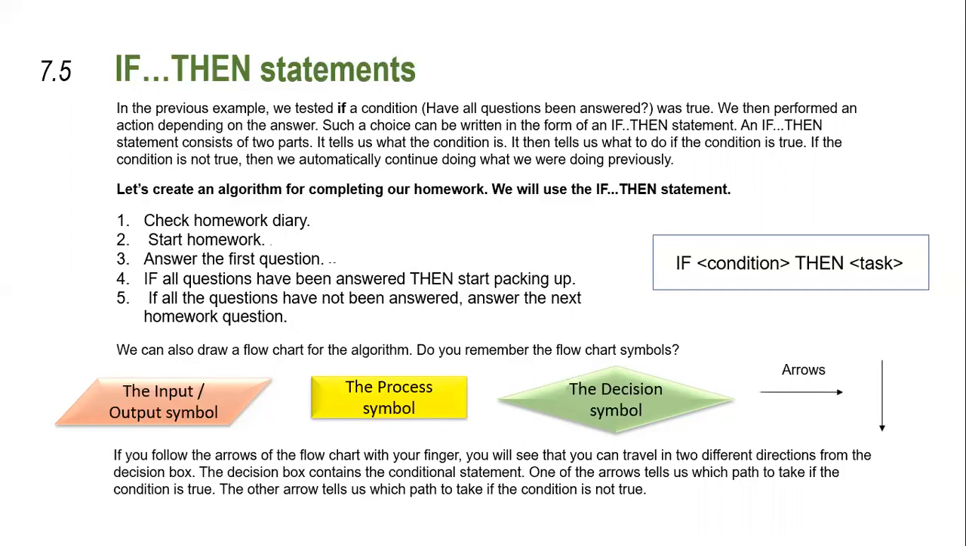An if-then statement consists of two parts. It tells us what the condition is. It then tells us what to do if the condition is true. If the condition is not true, then we automatically continue doing what we were doing previously.